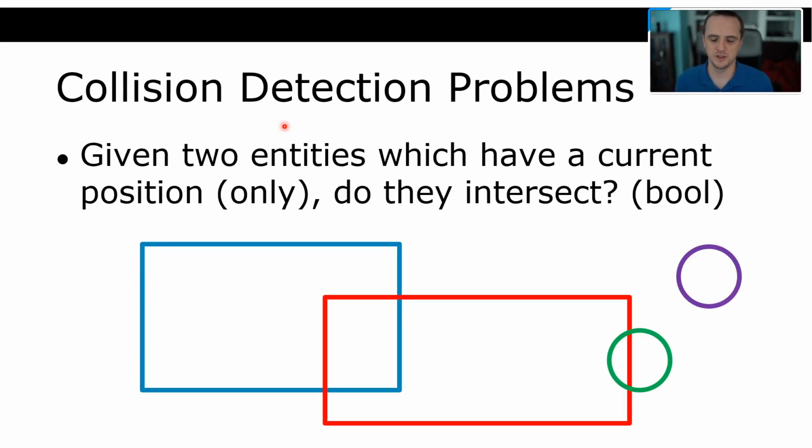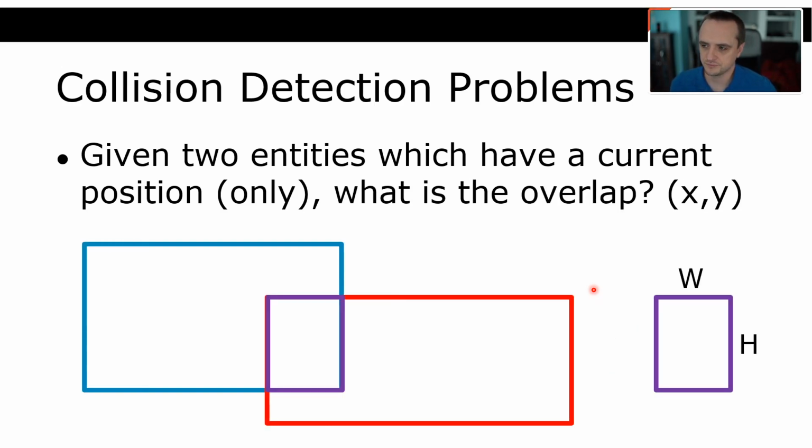So here's the problem that we're going to be dealing with in the course: given two entities which have a current position, do they intersect? So that's going to be the first thing we do today. So for example, this blue rectangle and this red rectangle are currently intersecting. The red rectangle and the green circle are currently intersecting. The purple circle and the red rectangle are not intersecting. So given some shape with some properties, are they intersecting?